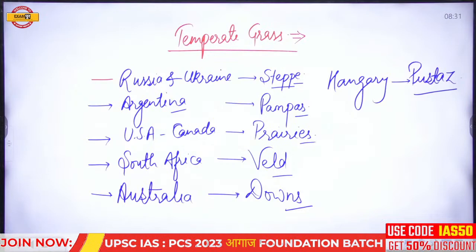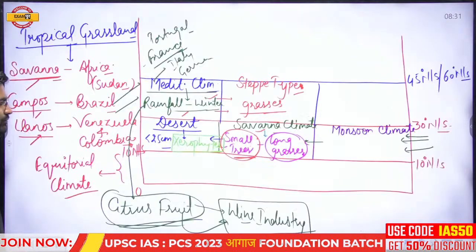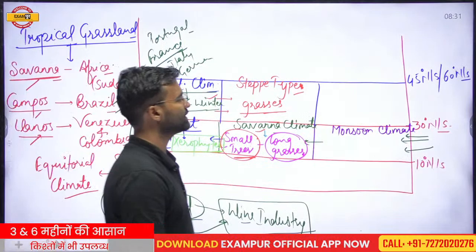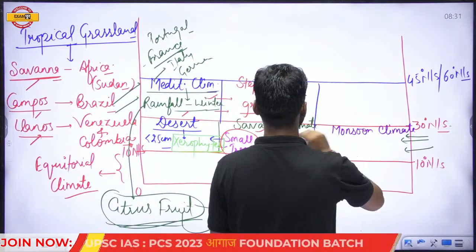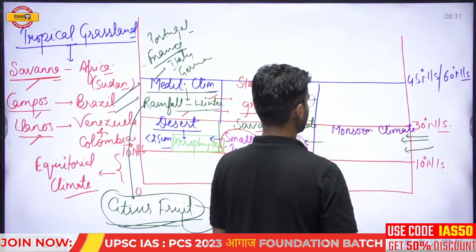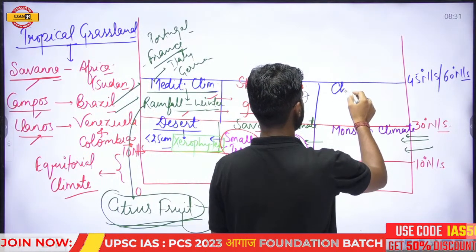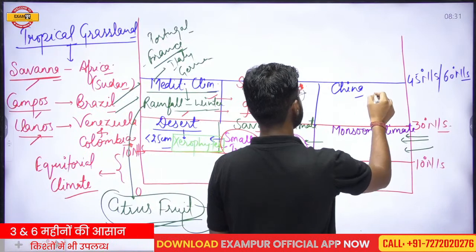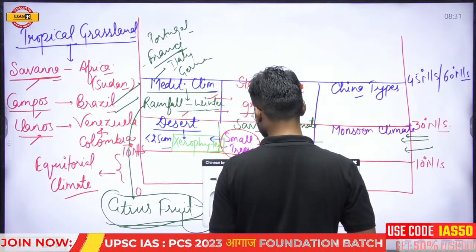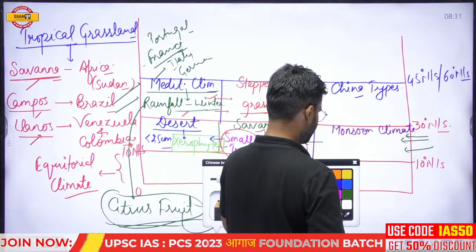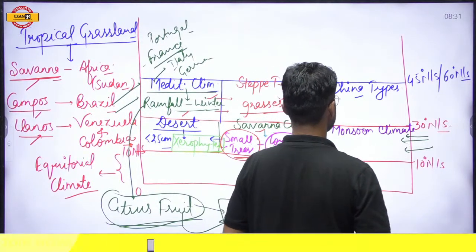Okay. So this is the steppe type grassland and climatic zone. The climatic zone found on this margin is called the China type climatic zone. This is the climatic zone where mixed type of vegetation is found. That means this is not a distinct zone.